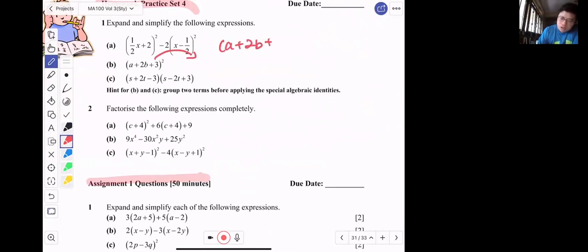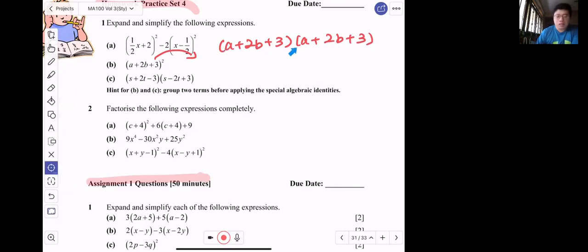Okay, plus 3. Then A. So you can see here there are 3 terms, and here there are 3 terms. Actually, you can expect the number of terms you're left with to be 3 times 3, which is 9 terms. Okay, are you ready? It's going to get very disgusting.